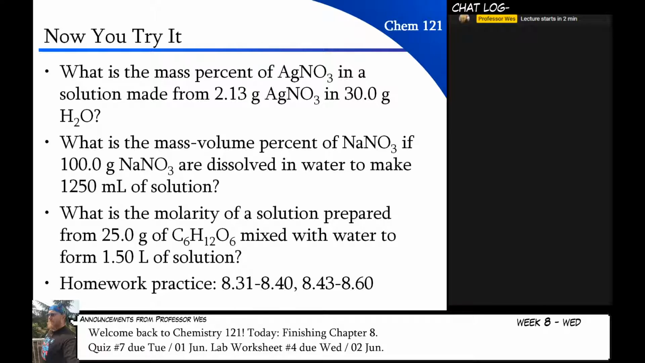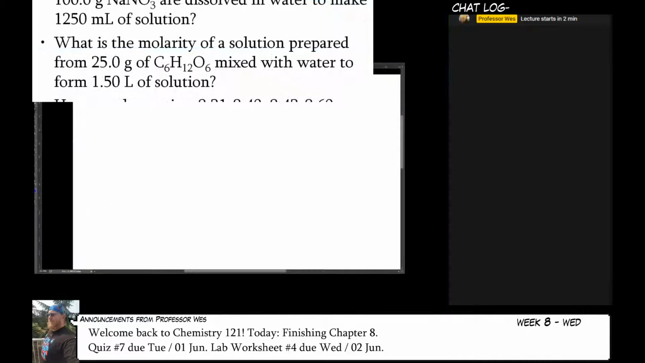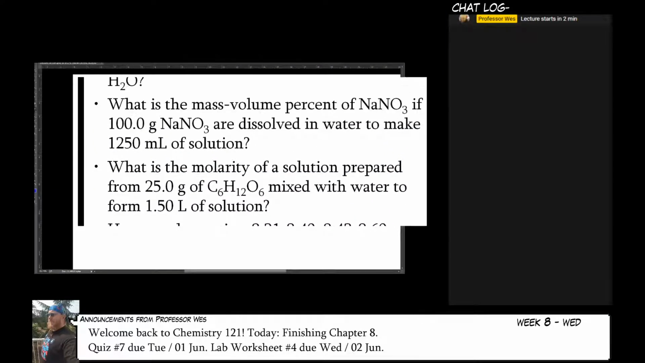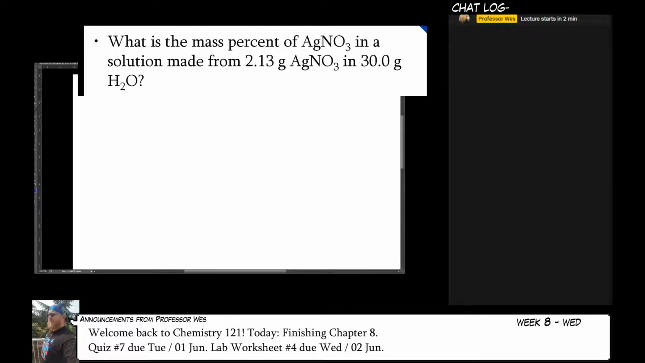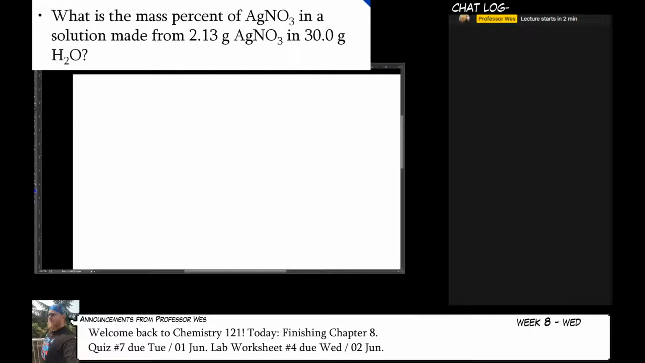All right, let's go over the answers here. So the first one is a mass percent. And hopefully we recall the formula for mass percent. Mass percent is mass solute over mass solution times 100%.